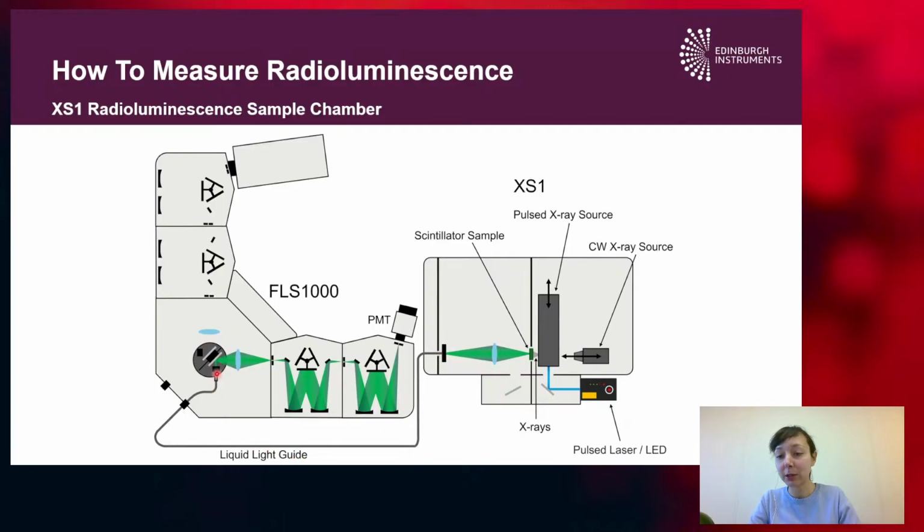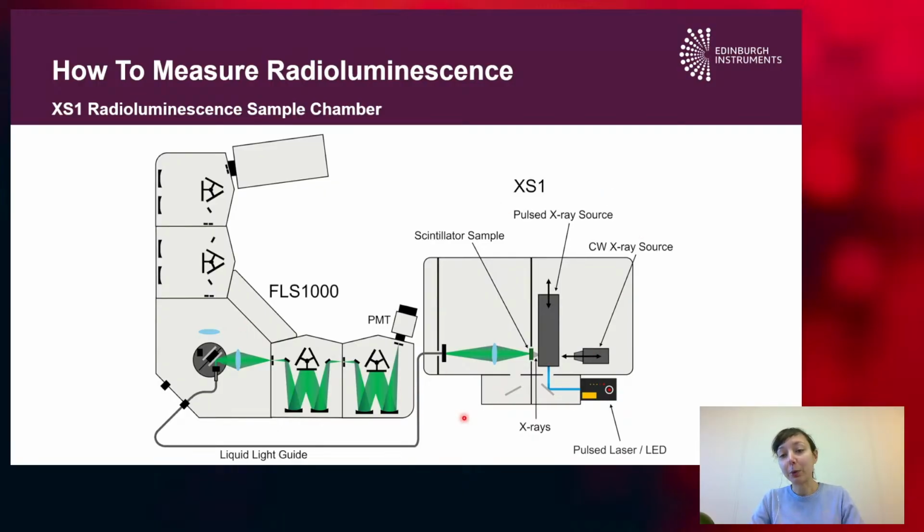So in the PL spectrometer, in this case, the FLS 1000, it has a sample holder for the liquid light guide. And it collects the visible light and it analyzes it. These are the double emission monochromator of the spectrometer and a photomultiplier detector. So you can use the same spectrometer for studying standard photoluminescence of scintillators if you just use the excitation arm of the PL spectrometer, and then you can switch to studying radioluminescence with the XS1 chamber.